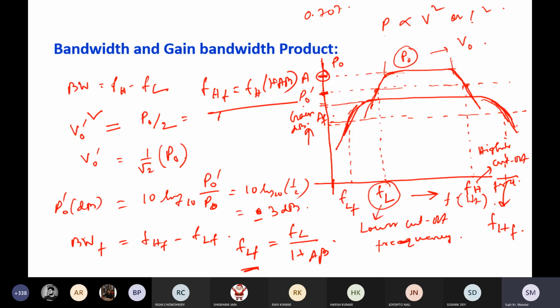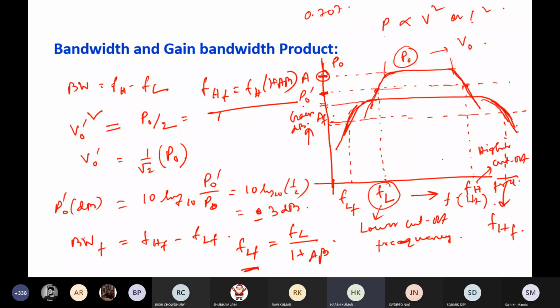And this gain is reduced. Though the gain is certainly reduced, the bandwidth is increased. And the gain and bandwidth change in such a way that the product of gain and bandwidth remains the same. Okay. So this is the gain bandwidth product, and the effect of the negative feedback on the amplifier.